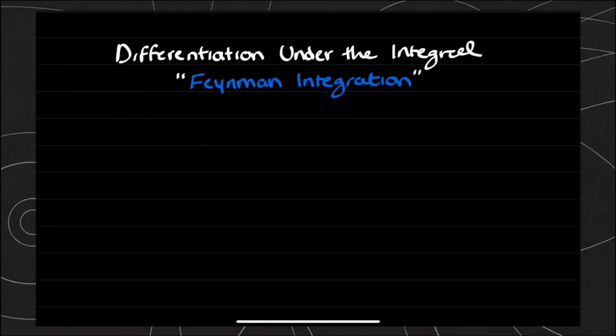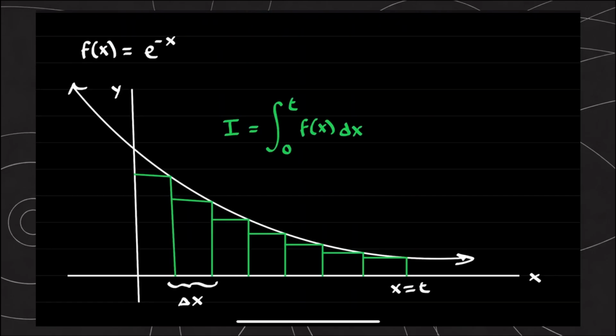Well, the answer to taking that derivative with respect to our parameter is differentiation under the integral sign. This is the trick that Feynman integration uses, so let's go into it and really make sure it makes intuitive sense before we actually apply it to our problem. Now, here is an example function, e to the negative x.